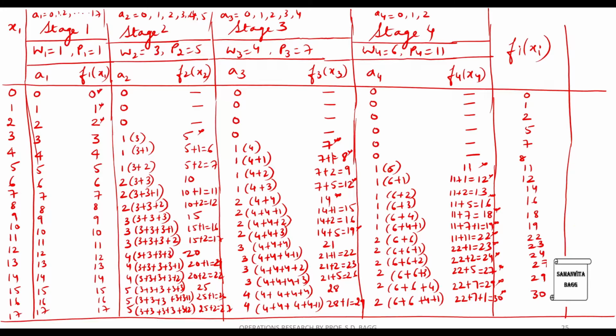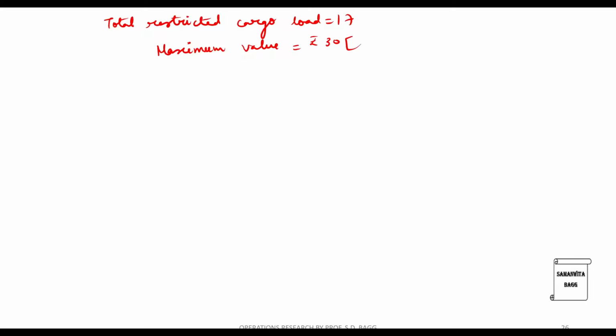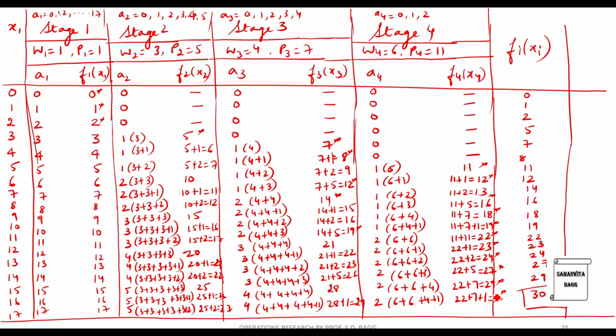Now amongst all of these values in Fi, Xi, the highest value is 30. You have to choose where the value is highest. So for me, the highest value was the last one, that is 30. So now I'll write down the final answer, that the total restricted cargo load is 17. The maximum value is rupees 30.